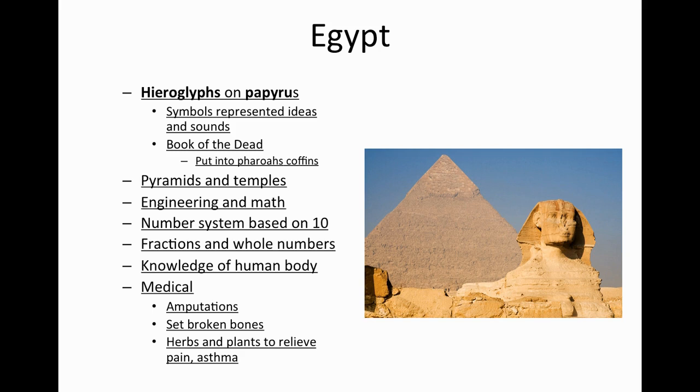medical advancements for them would be amputations. They would set broken bones. That's what happened to me recently, right? I had a broken bone set. And they would use local herbs and plants to relieve pain and alleviate asthma.